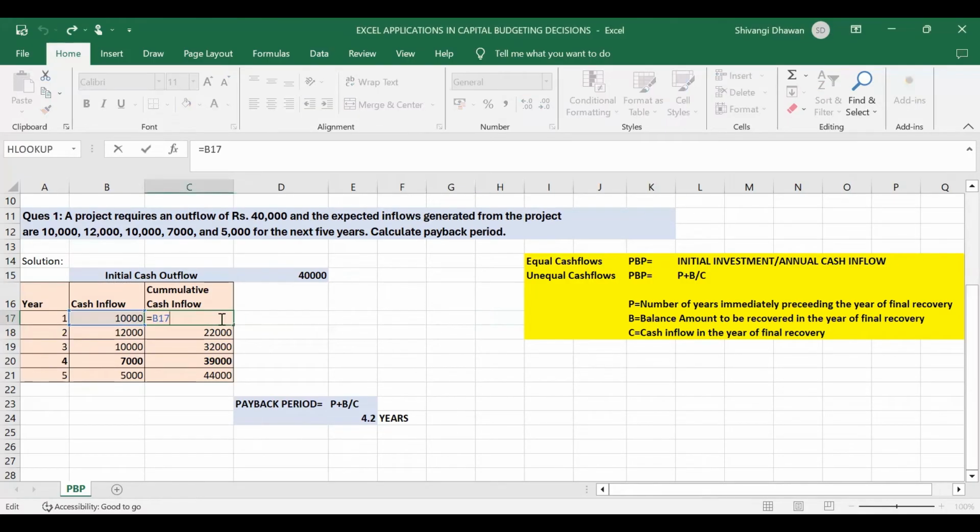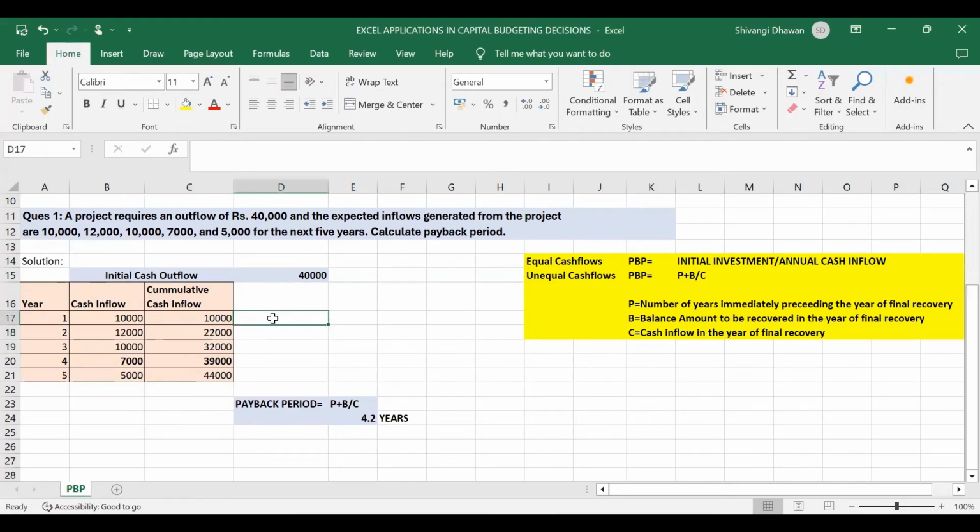So here we have written is equal to B17 as self-referencing of 10,000, and 12,000 is the second cash flow. So the cumulative will be 12,000 plus 10,000, that is 22,000. So we have given this formula of C17 plus B18. Okay, that is 10,000 plus 12,000, and we can drag it down to get the other cumulative cash flows. So we will be dragging down this figure.